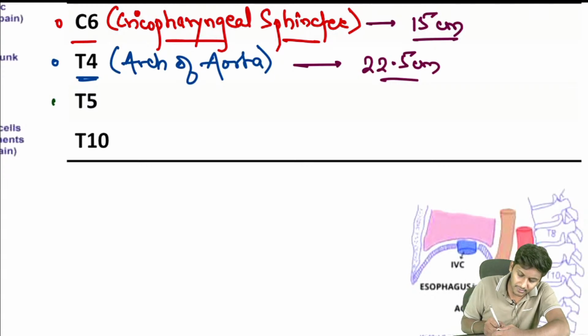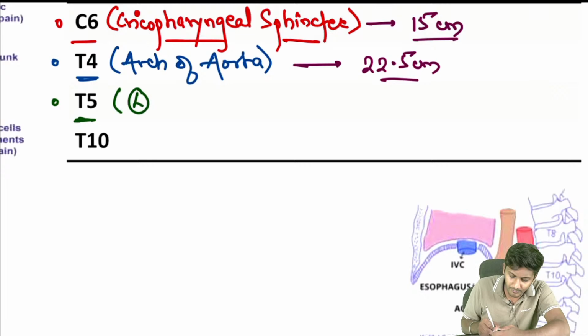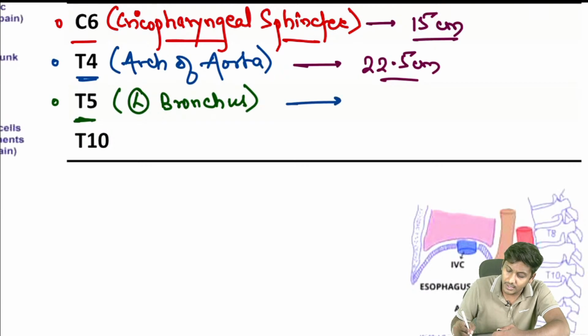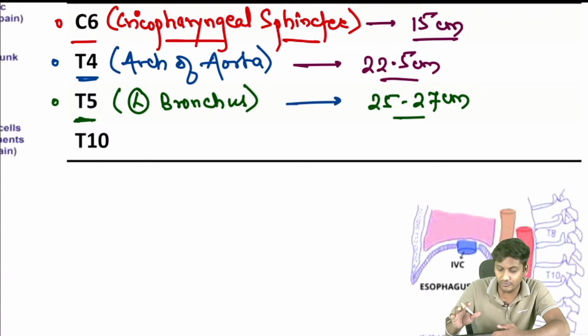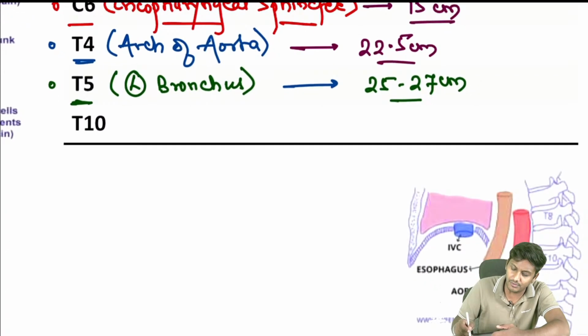Next, the third one is at the level of T5. This is when the left main bronchus crosses the esophagus and compresses it from outside, forming the third constriction. It is usually 25 to 27 centimeters away from the upper central incisors.